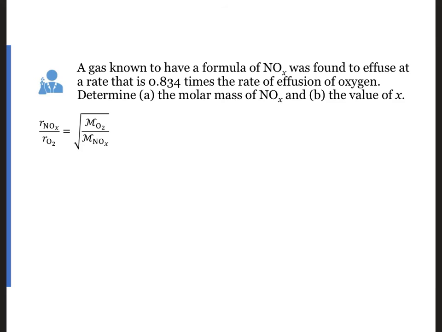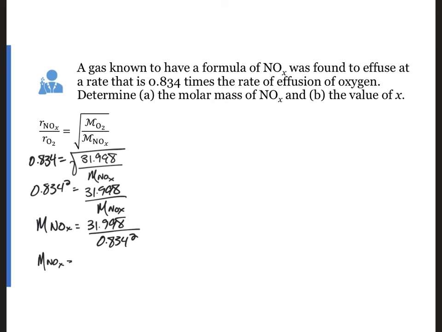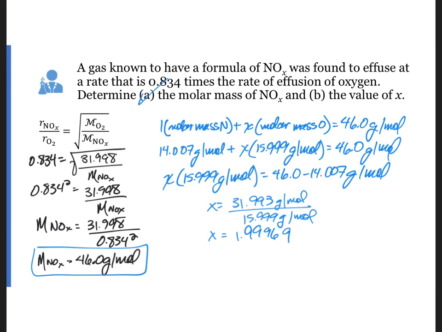A gas known to have a formula of NOx was found to effuse at a rate that is 0.834 times the rate of effusion of oxygen. Determine the molar mass of NOx and the value of x. Given the effusion rate of 0.834, NOx must have a higher molar mass because it effuses more slowly than oxygen. Plugging in values and solving for the molar mass of NOx, we get 0.834 equals the square root of the molar mass of oxygen over the molar mass of NOx. The molar mass of NOx is 46 grams per mole.